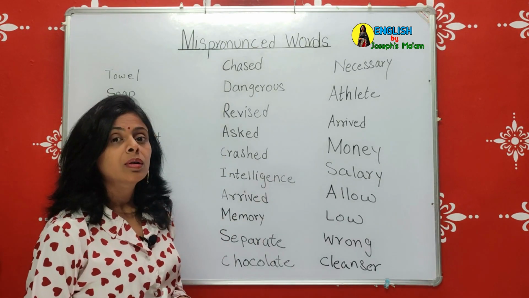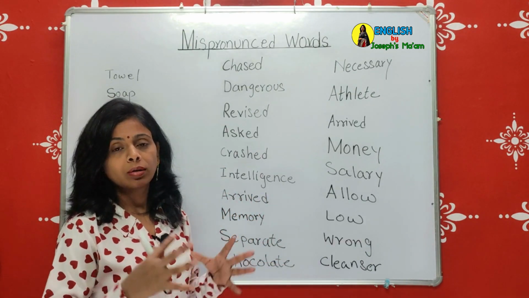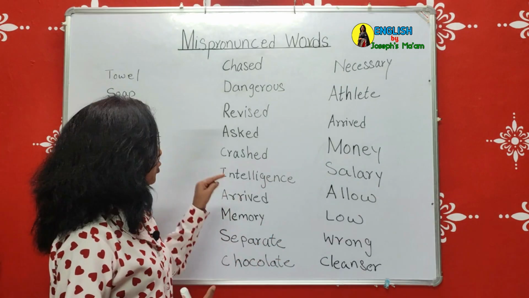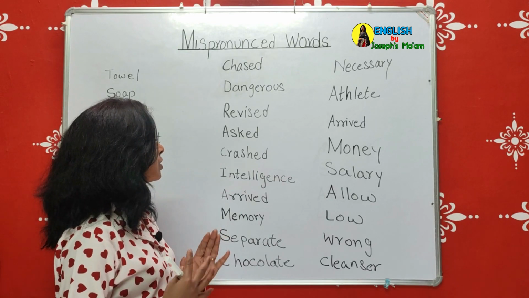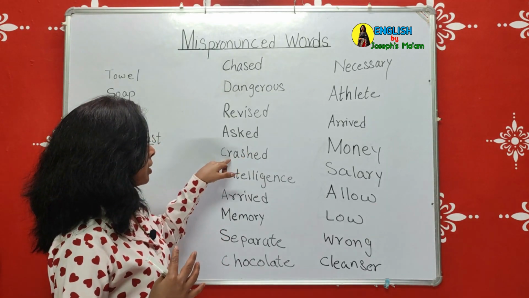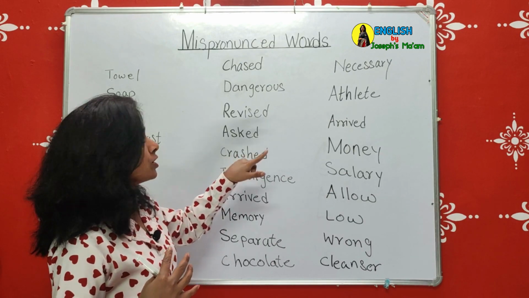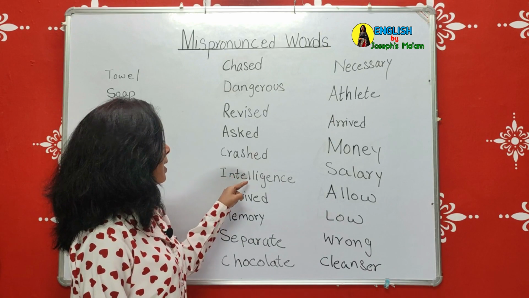Crashed. Something that the car crashed into the tree, you will say. Crash मतलब किसी पे जाके टकराना. So crashed. The word is crashed. CRASHED. Crashed. Not it crashed. Crashed.